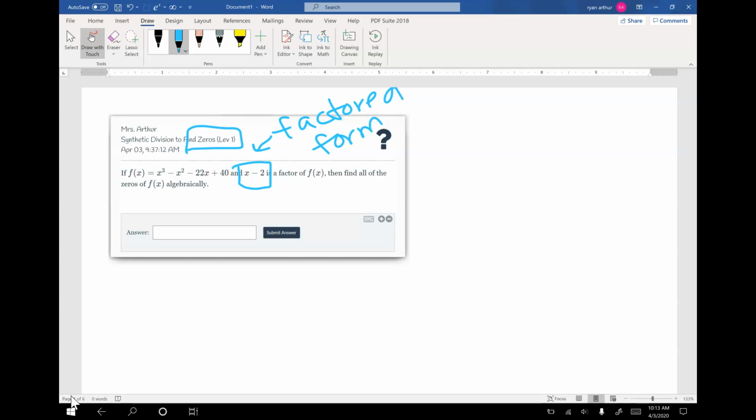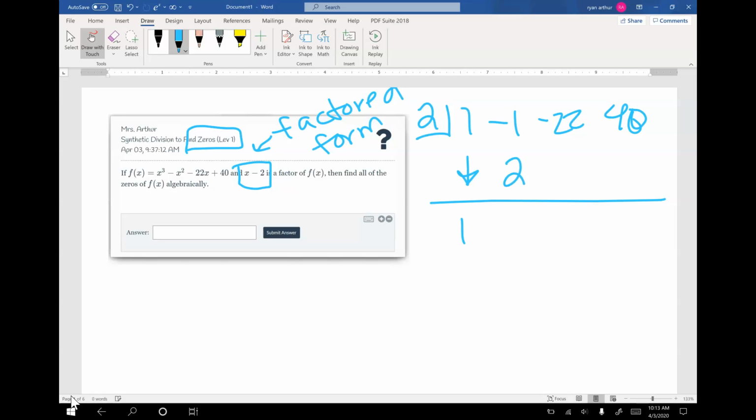So when you do synthetic division, you're going to box in a positive 2. And then you'll get your coefficients: 1, negative 1, negative 22, and then 40. And then you'll do the same thing that we did. You'll drop the first number down, then you'll multiply, then you'll add, then you'll multiply, then you'll add. And as you can tell, we still get a remainder of 0, so it is a factor.